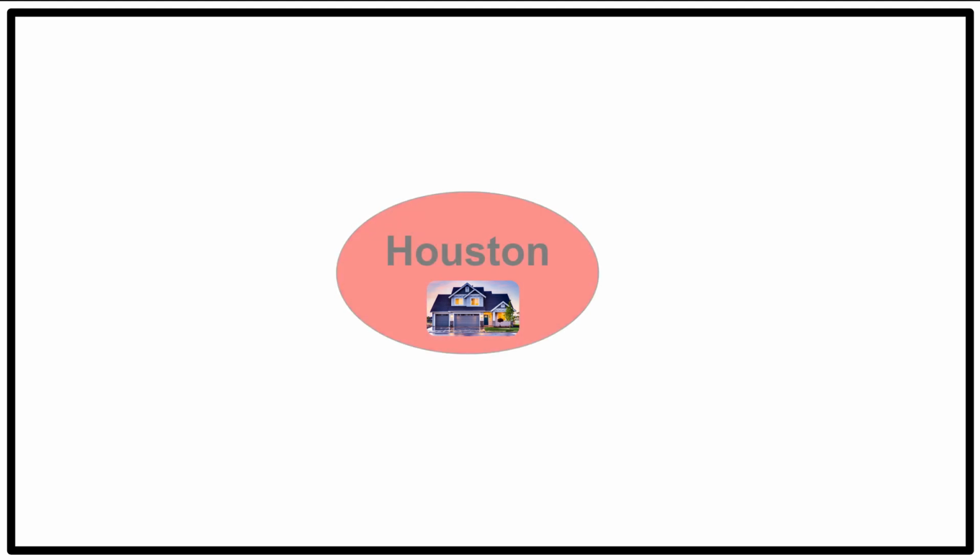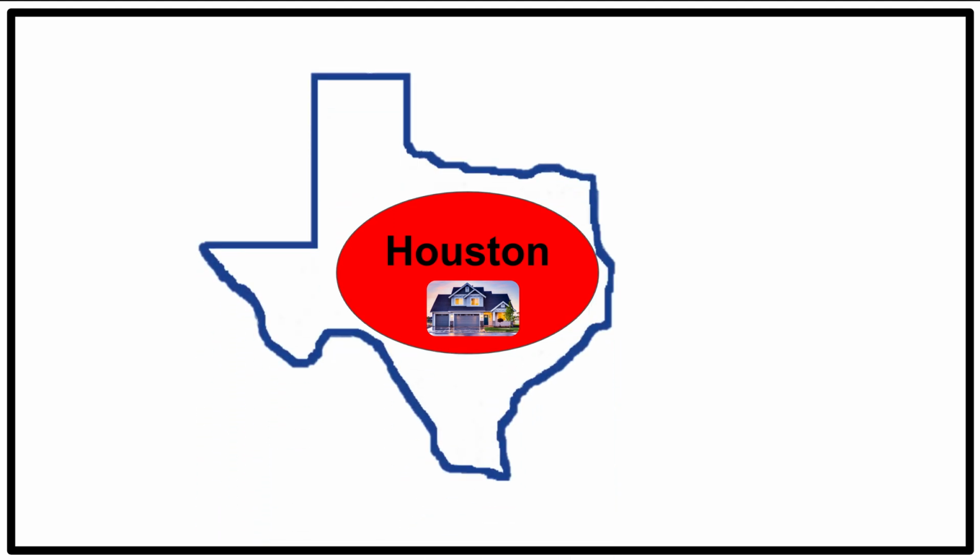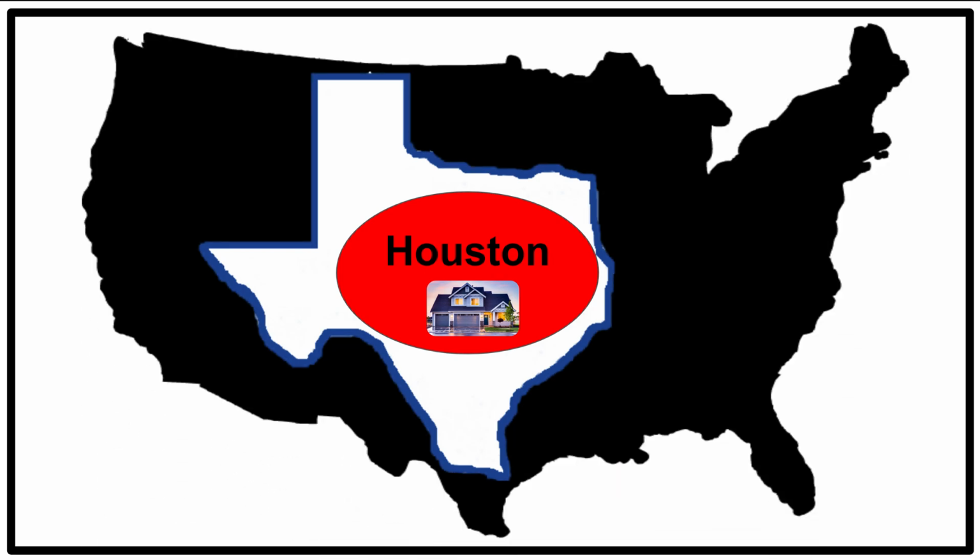Another example would be using geography. Say, for example, if living in Houston. Your house is part of Houston. Houston is part of Texas. And Texas is part of the United States. You see how you have sets that are also subsets to a larger grouping.